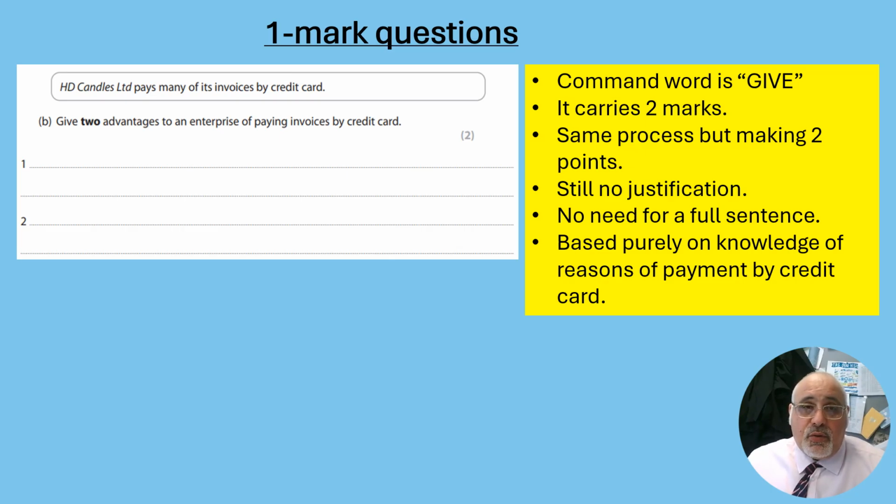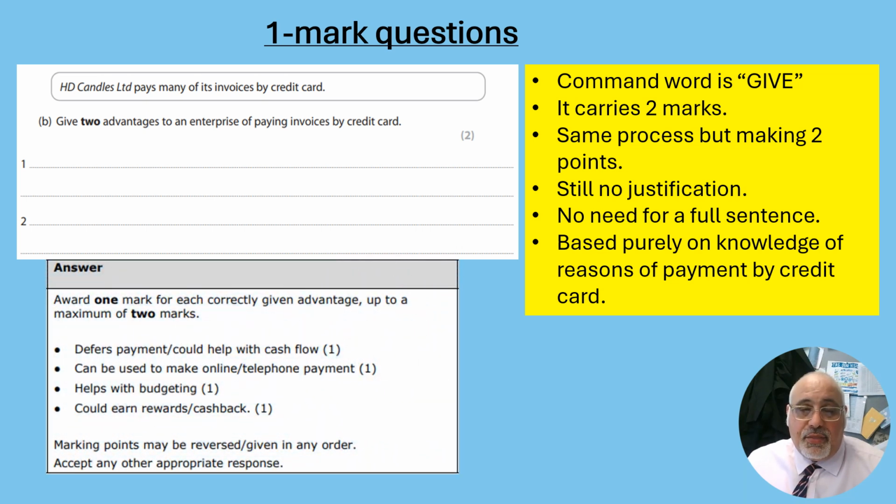So, typical advantages of a business paying by credit card are there now. Again, this is off the mark scheme, and any 2 of those 4 would get you the mark. Again, pause the video, have a look at those answers, have a look at those advantages, get them in your head.